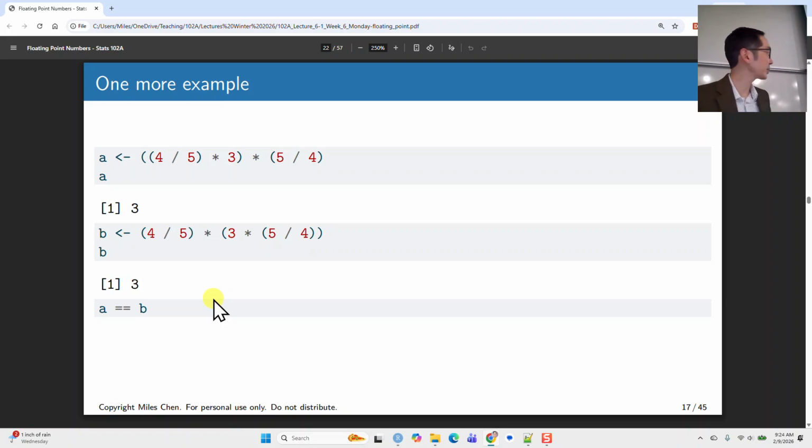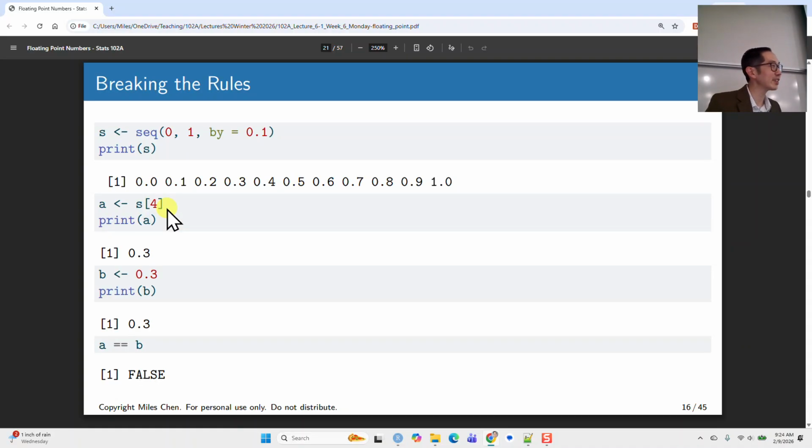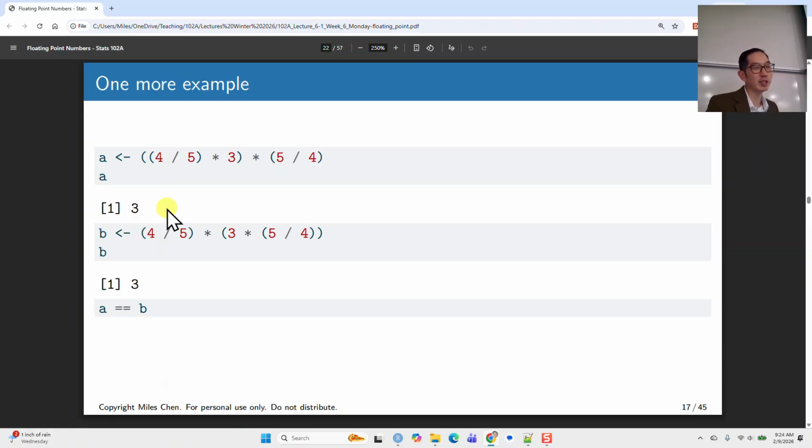Here's another example. I have 4/5 times 3 times 5/4, and you're like, oh, finally I get a whole number. I have an integer 3, so maybe when I'm working with decimal or fractional values, weird things happen. Now I've got a whole number, and here I've got a whole number of 3. I'm just messing around with the associative property, 4/5 times 3 times 5/4, and yet this 3 and this 3 are not equal to each other.